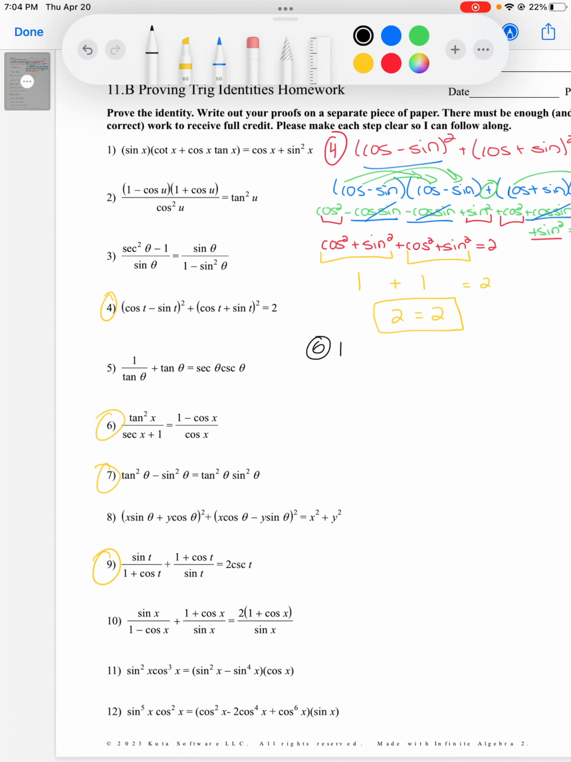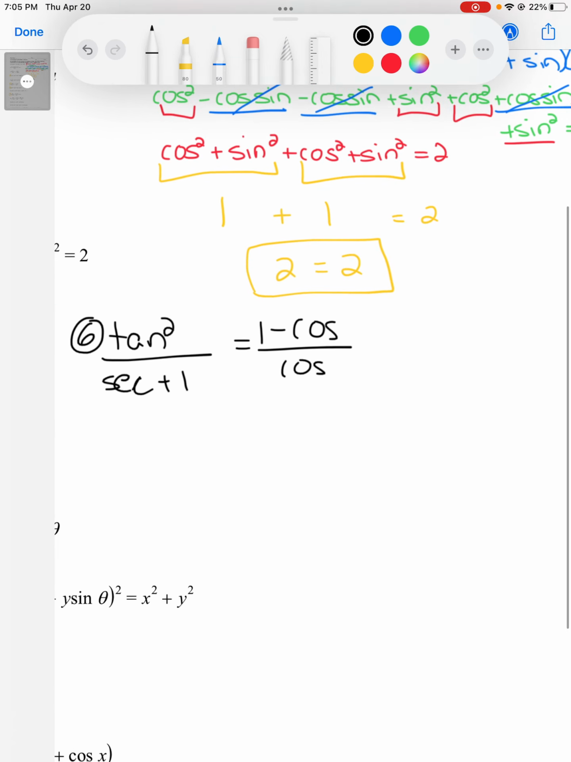So question 6 is tangent squared over secant plus 1 equals 1 minus cosine over cosine. Okay. So the biggest thing in guiding me of what to do is that right there. That is not secant squared. We cannot use a Pythagorean identity. We don't want to have secant plus 1 because we can't do anything with that. So we have to get rid of it.